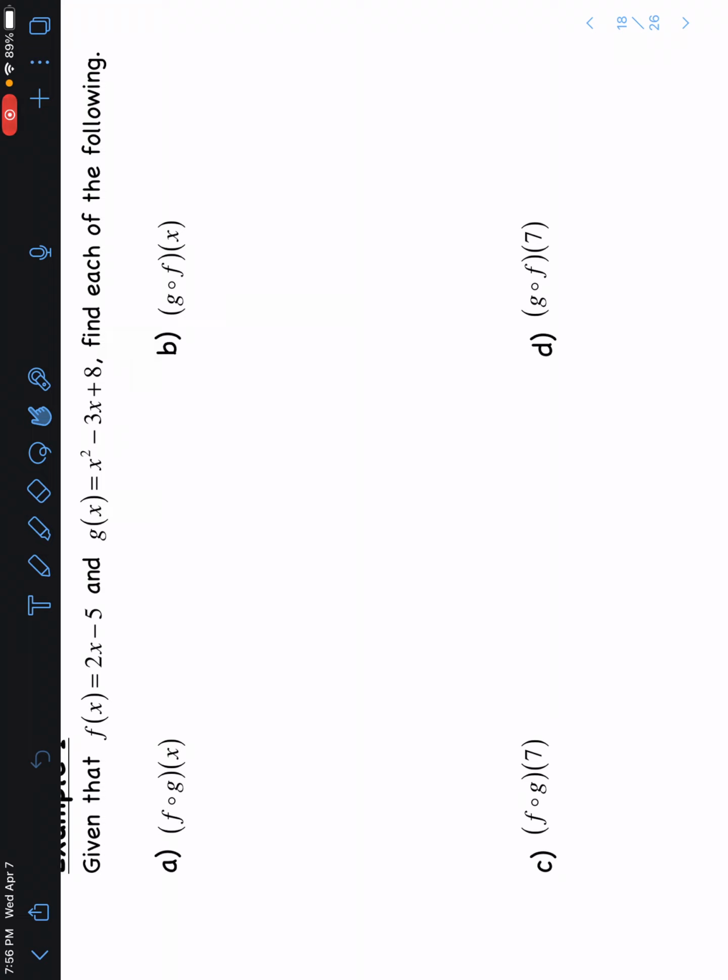So here's what we got to do. In letter C, it reads f of g of 7. What we're going to do is take g of 7 first. See, there's a lot of confusion here, with a lot of people thinking you got to do the f first, but it's actually the second letter first. So we're going to take that 7 and plug it into the x's for the g function up at the top. So we got 7 squared minus 3 times 7 plus 8.